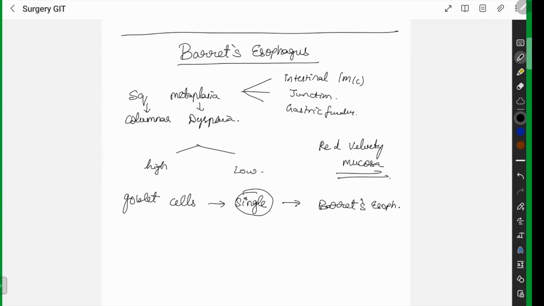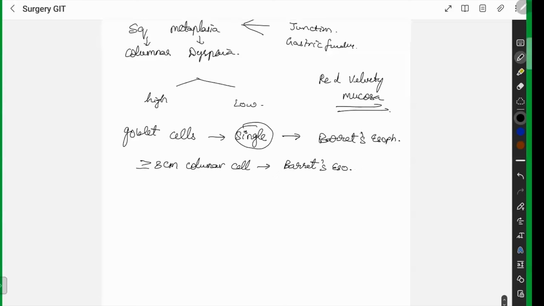Very, very important. Classically, when it is more than or equal to 3 cm of columnar cells, you call this a Barrett's esophagus. Very important. Cardia metaplasia is more common. When the length increases, there is more risk of malignancy.